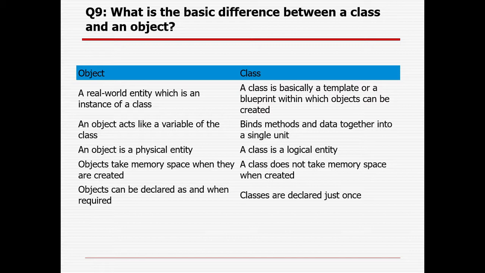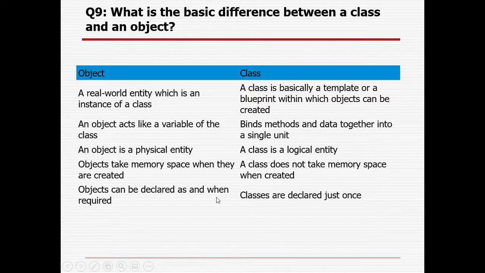Because animal does not actually officially exist, but if we want to create an object of the animal class, it will be like tiger, lion, elephant, which really exist, right? So an object takes memory space when it is created. A class does not take memory space when it is created.